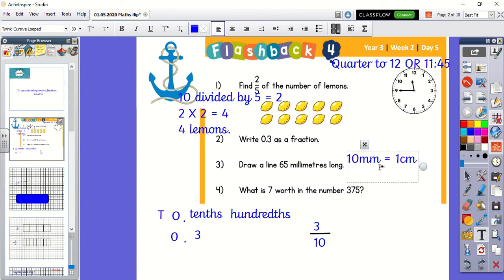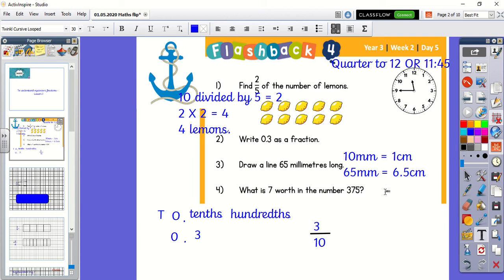Okay, so if we've got 65 millimeters, then how many centimeters should you be drawing? Well, that would be 6.5 centimeters. Okay, so hopefully you've still got that ruler that we gave you. So you can draw that line. That is 6.5 centimeters long, which is the same as 65 millimeters.